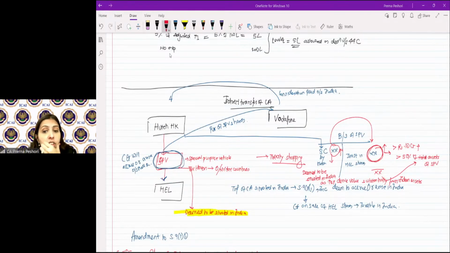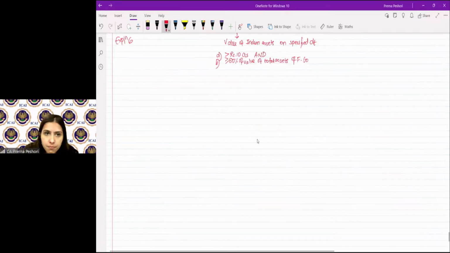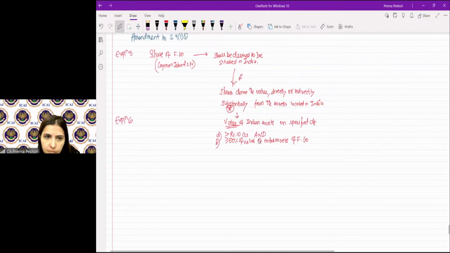So the value of the Indian asset is more than 50% of the total assets and value of the asset is greater than rupees 10 crore. Now, what do we mean by the value of the asset? The value means the fair market value. The FMV of the Indian assets. Now, as on the specified date. So, what is the meaning of the specified date?